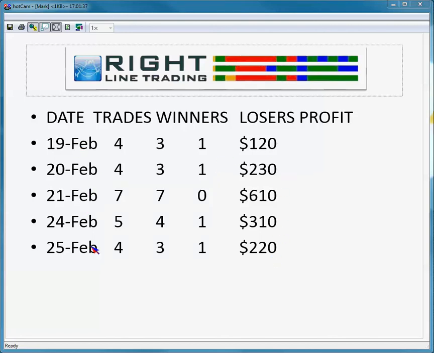In 1, 2, 3, 4, 5 trading days, it's got well over $1,000 worth of profit. And this is totally apart from our discretionary trading. And this is not trading the market replay data. This is trading a live market.